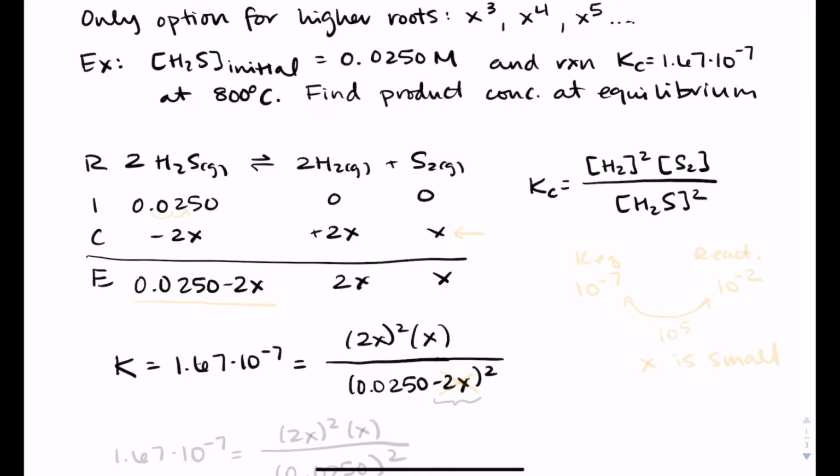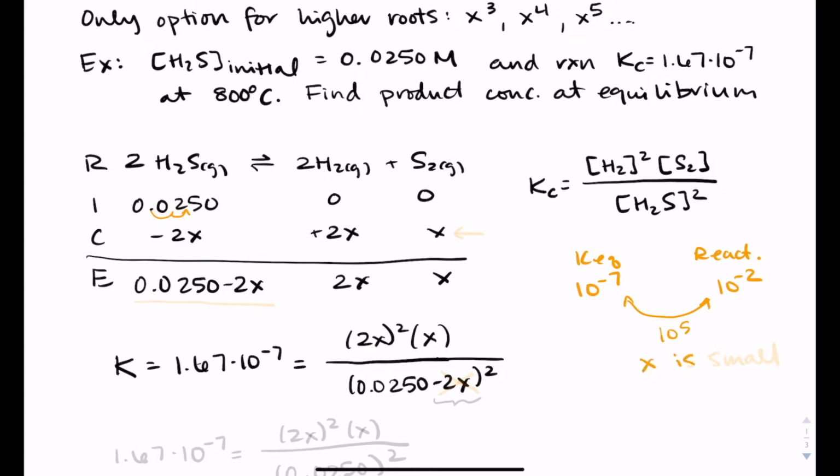Because what we are saying is that 0.0250 minus 2x, x is so small that this is basically equal to 0.0250. Yes, we technically changed concentrations, but I took like 4 molecules, so your concentration is pretty much the same. Now, looking at this, we have other x's in here. We can't take them all out because we still need an x to solve for.